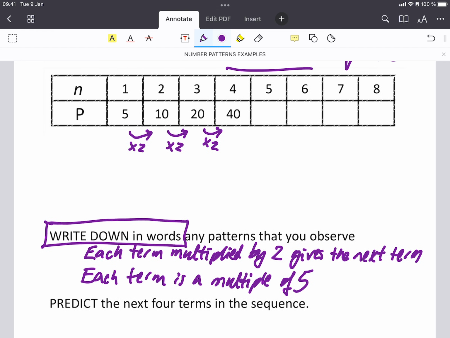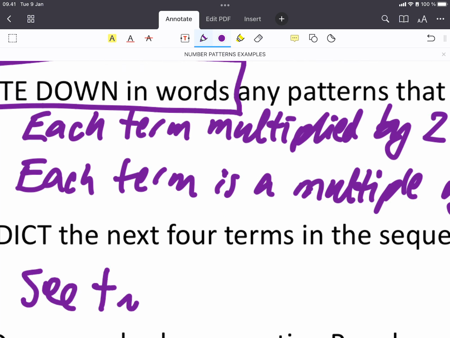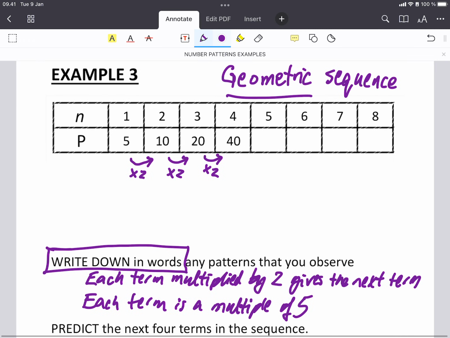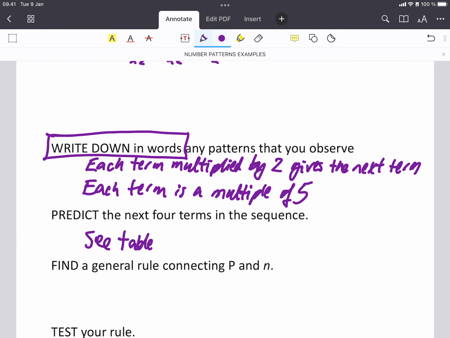Okay, predict the next 4 terms in the sequence. So, well, we'll just fill that in on the table. So we're just going times 2 times 2 every time. So 40 times 2 is 80. Multiply that by 2, 160, then 320, then 640. So we're able to do that without having established a rule for the general term of the sequence. And that's the next bit.